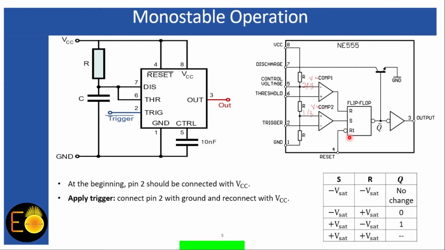Now I will show you through an animation how we can apply a trigger. But before applying the trigger, I must calculate the time for which I want to keep my monostable output at its quasi-stable state. Say for example, for this demonstration purpose, I am considering that my output will stay for 2 milliseconds at the quasi-stable state. So let's see what type of calculations we can perform.